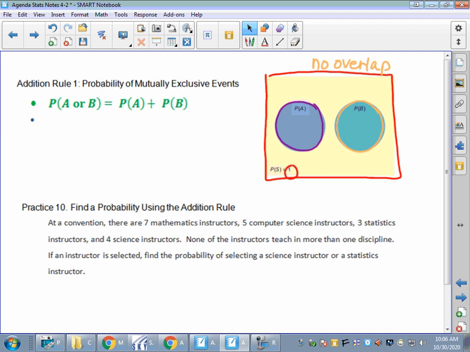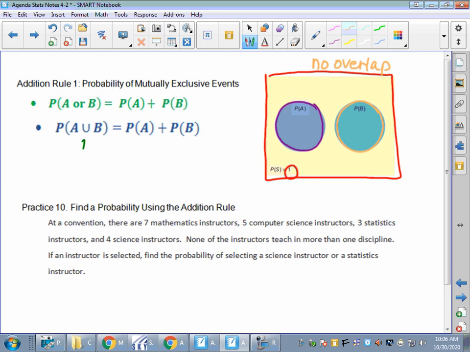I don't know if you want to write down the second bullet. Perhaps you recognize the math symbology from this, but the probability of A in union with B, this little guy means union.